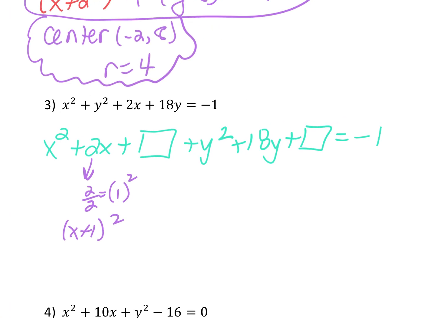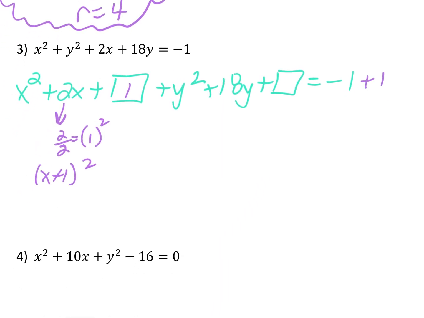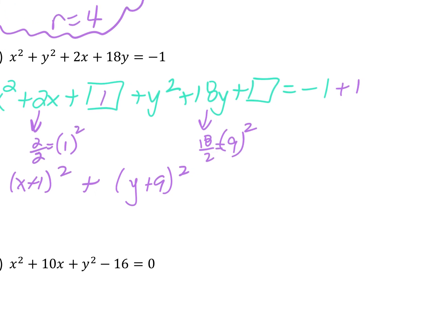When I square 1, what do I get? 1. So I add 1 to both sides. Good. So I have plus. Now I take my b term here. So 18 divided by 2 gives me 9. So my parenthesis is y plus 9 squared. And then when I square this, 9 squared is 81. So I'm going to add 81 to both sides, not 18.